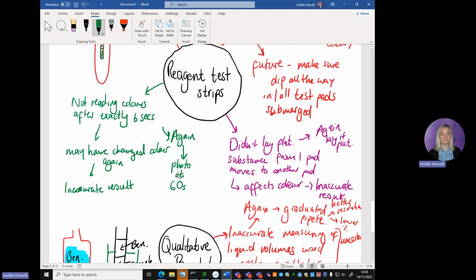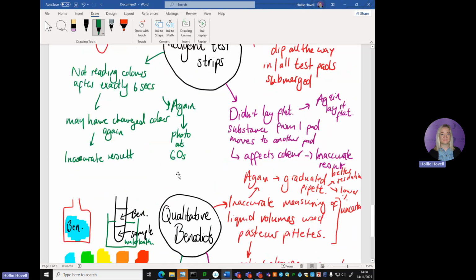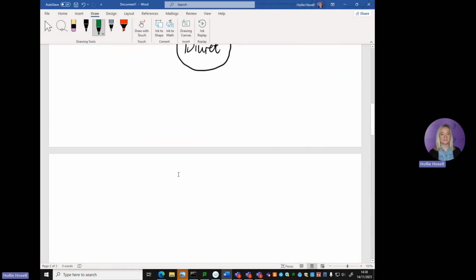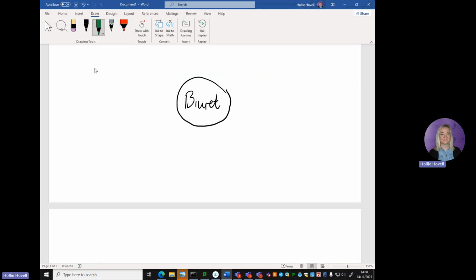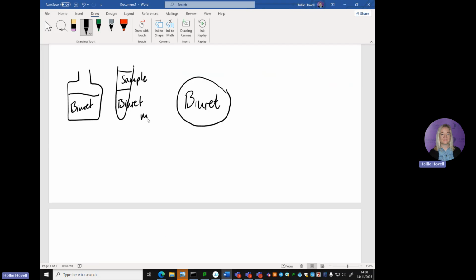The next one that we looked at was, not that one, the Biuret reagent. Where has it gone? Here we go. So Biuret is very similar in method to the Benedict's, but you don't need to heat it. So the Biuret solution, what you did here is you added some Biuret in there and you added your sample in there and then you mixed it and then it changes colour. And this time the colour that we are looking for was purple. So if it turns purple, it contains protein. If it doesn't go purple, it doesn't contain protein.